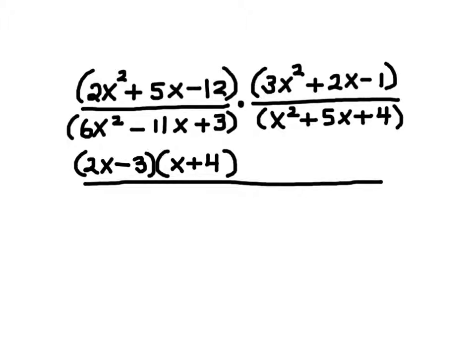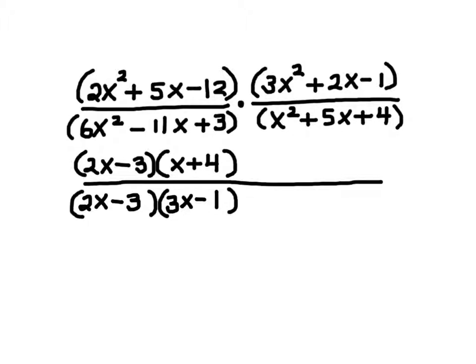Okay, let's factor the denominator. The denominator also has a lead coefficient that's not equal to 1, so this is going to factor using split the middle term. That's factor by splitting the middle term and then factor by grouping. And when we do this, we will get a 2x minus 3 times a 3x minus 1.